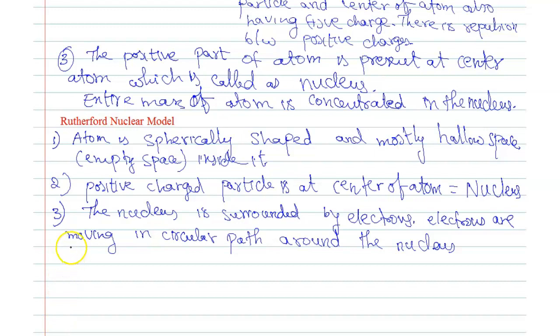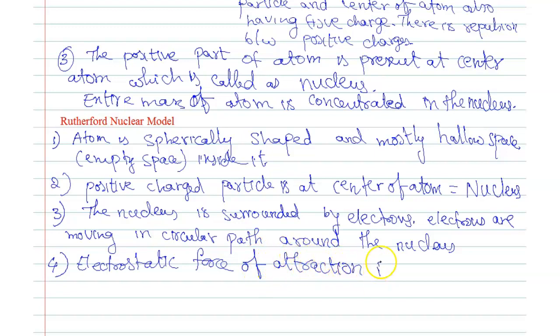Electrons mean negative charge, nucleus means positive charge. There will be attraction. So between the positively charged particle and the negatively charged particle, there is an electrostatic force present, a strong attractive force. So an electrostatic force of attraction is present between the electrons and the nucleus.